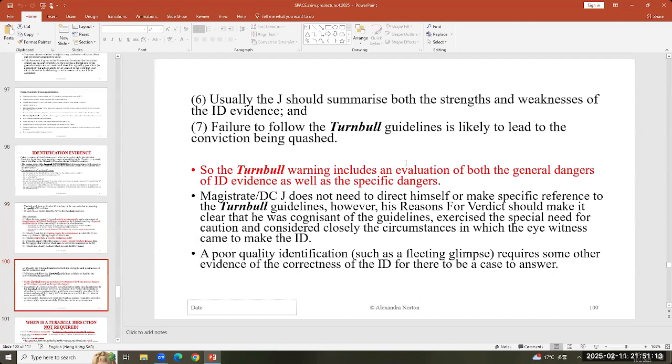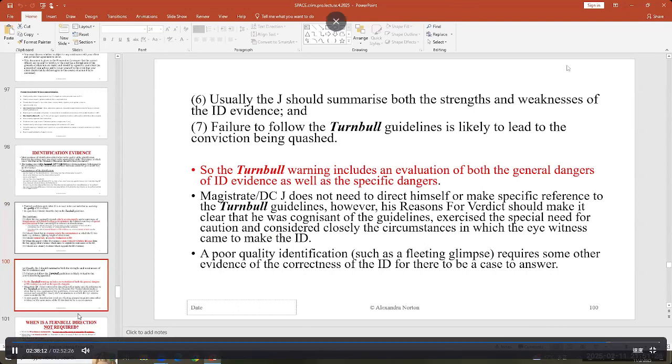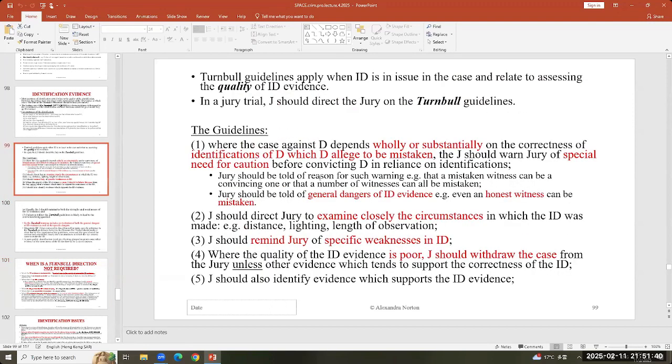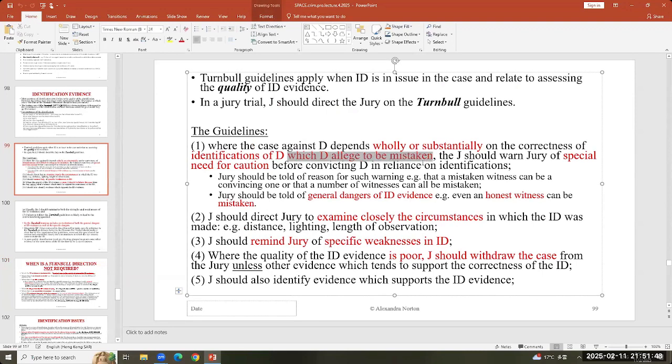So if there is good ID evidence because the suspect has been ID'd in an ID parade, right? That's something that the judge should point out to the jury under the Turnbull guidelines. When do you not need a Turnbull direction? Where the ID evidence is inadmissible, where the defense is not mistaken ID, right? If we go back to the test in Turnbull, where the case against the defendant depends wholly or substantially on the identification, which the defendant alleges to be mistaken, right?